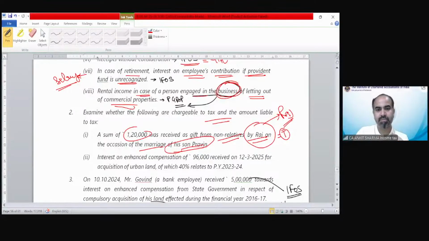Now, interest on enhanced compensation of 96,000 received on 12th March 25 for acquisition of urban land, of which 40% relates to 23-24. So out of this 96,000, 40% relates to the preceding year, but you have received that 40% also in the current previous year, that is 24-25. So how much is going to be taxed in previous year 24-25?